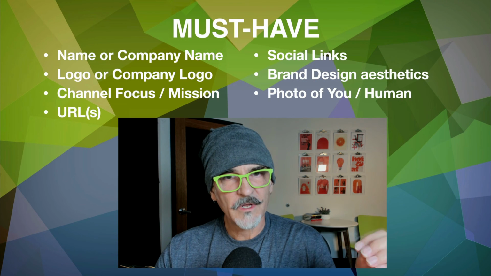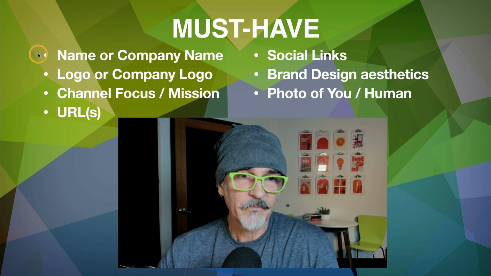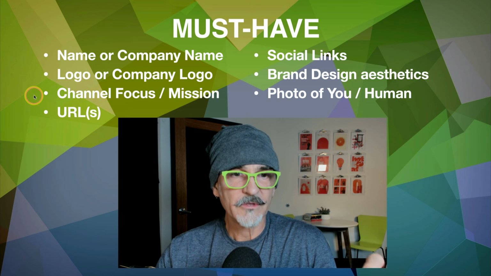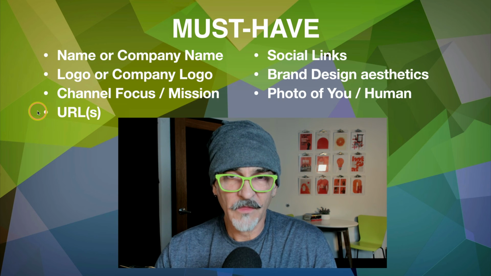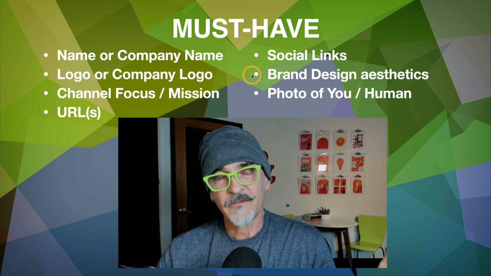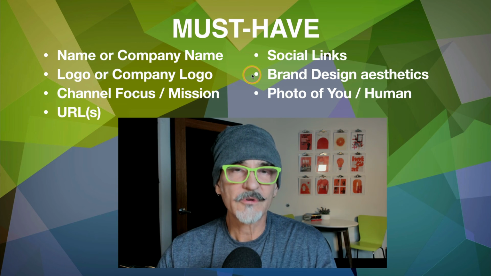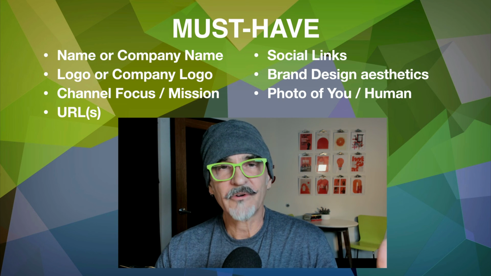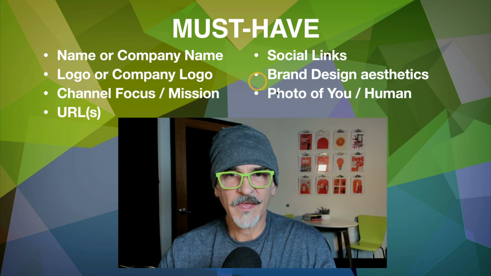So let's review a little bit of your must-haves on your YouTube channel. You want to have your name or your company name. You want to have your personal logo or your company logo. You want to make sure that you state your channel's focus or your channel's mission. You want to have your URL on there and some clickable social links. You want to make sure that the aesthetic of your banner carries your brand design aesthetic. So this is your color palette, your photo style, your fonts, your logo. It should really speak to and pattern after your thumbnails and the rest of your brand design on your website, etc. And then you want to have a photo of you.